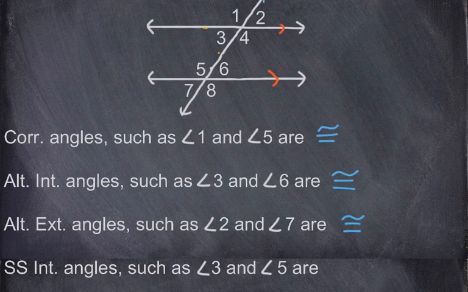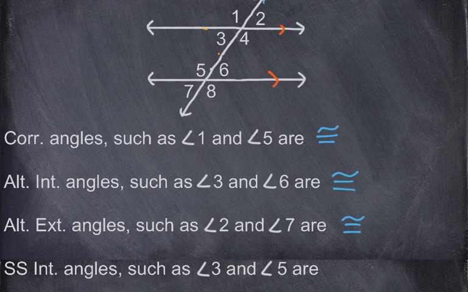And our last two is, now I put SS, INT, that means same side interior. So same side interior angles, so 3 and 5. So we have 3 and 5. Now notice 3 is an acute angle, 5 is obtuse. So they can't be congruent. An obtuse angle and an acute angle, there's no way they can be congruent to each other.